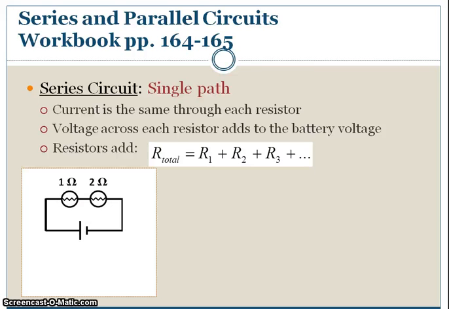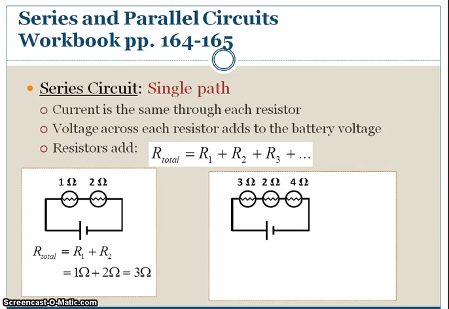If you have two light bulbs, let's say that the first one has a resistance of 1 ohm and the second one has a resistance of 2 ohms. If you wanted to figure out what the total resistance is for those two combined, you would just add them up. So you'd have resistor 1 plus resistor 2. We have 1 ohm plus 2 ohms, which gives us a total resistance in that circuit of 3 ohms.